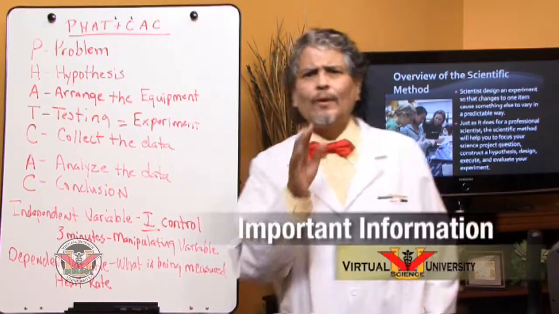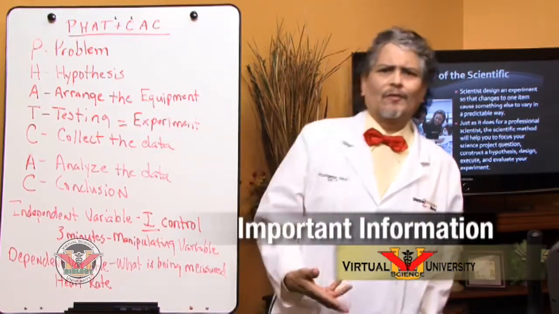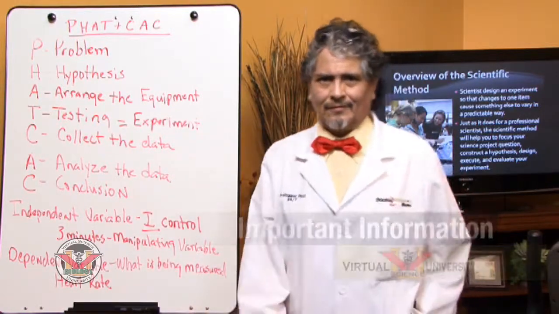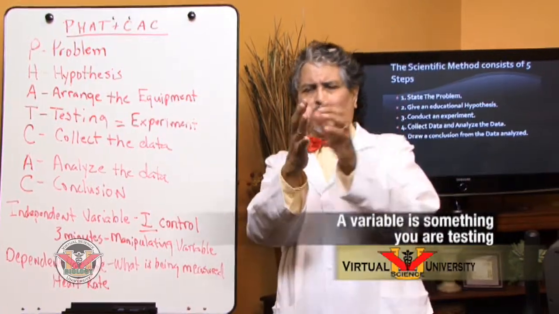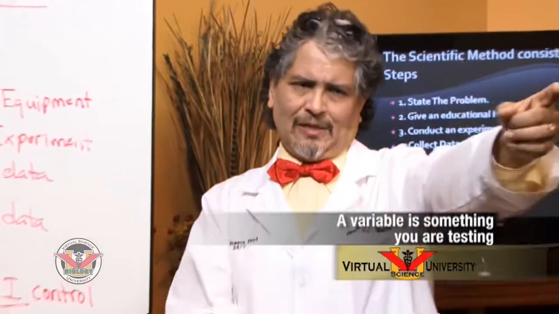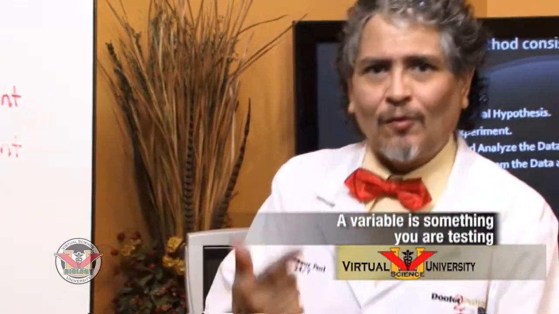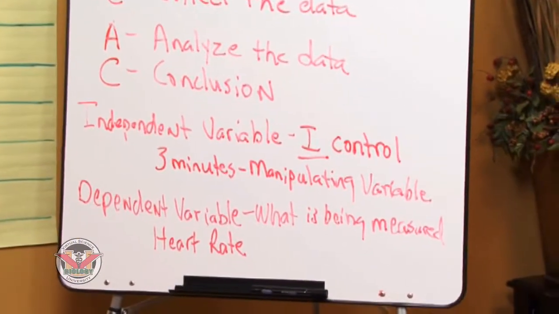Okay, now, when you're doing the scientific method, there's variables. And what in the world is a variable? Okay? The variable is something that you are testing. Like my song says, you can test this and you can test that. Okay, well, one of those things that we're testing is the independent variable.